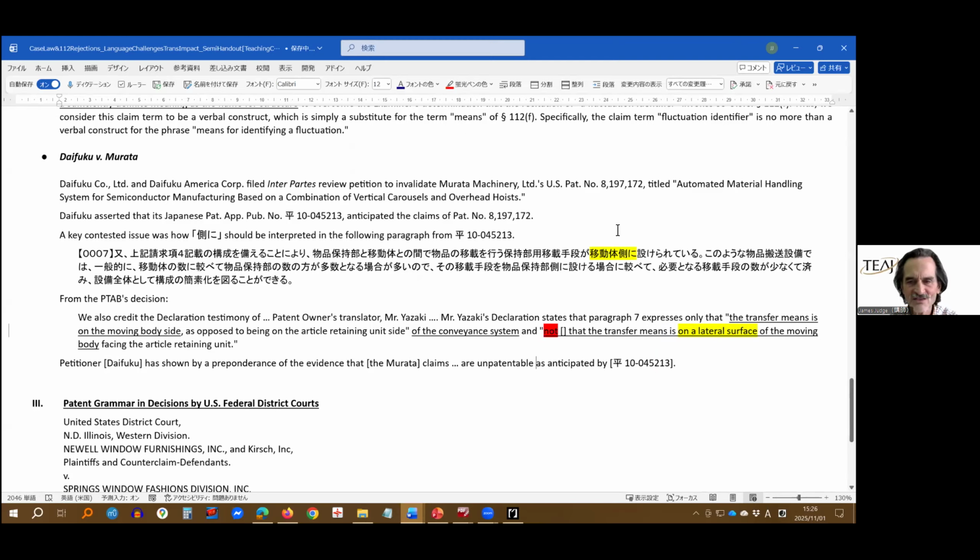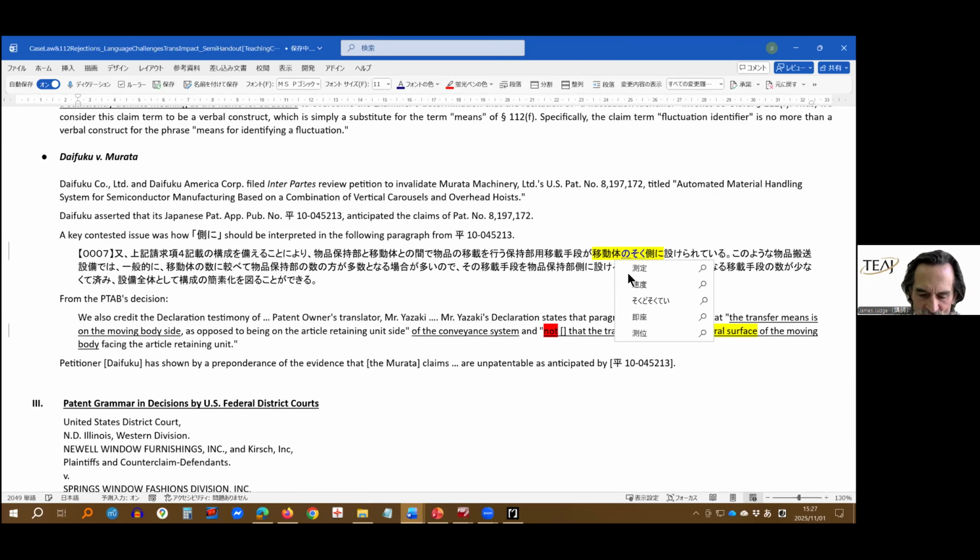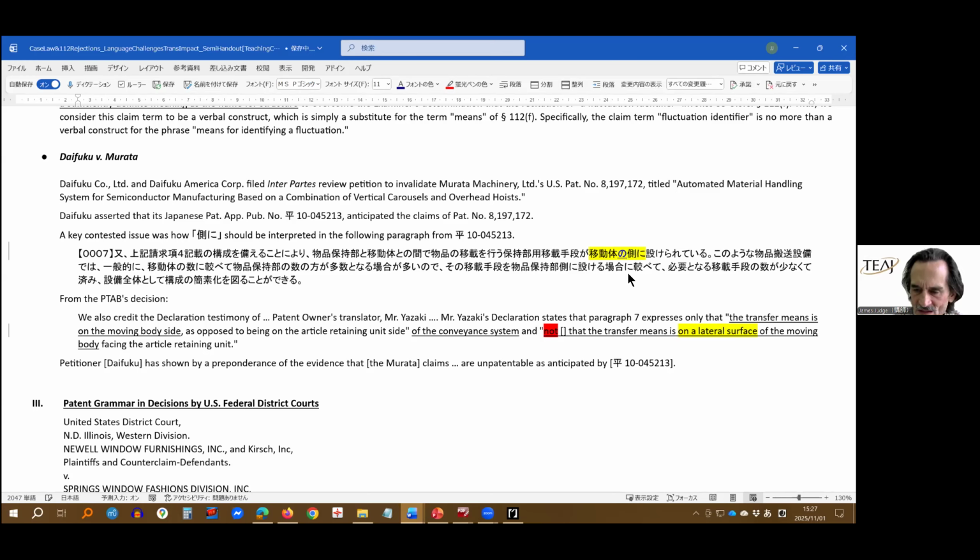And I think all of us translators understand that this does not say something like "sokumen" would be, on the side of, right? The difference is between saying "gawa ni" and "sokumen." That's how I would, maybe I'm wrong, but this is how I would describe the difference.